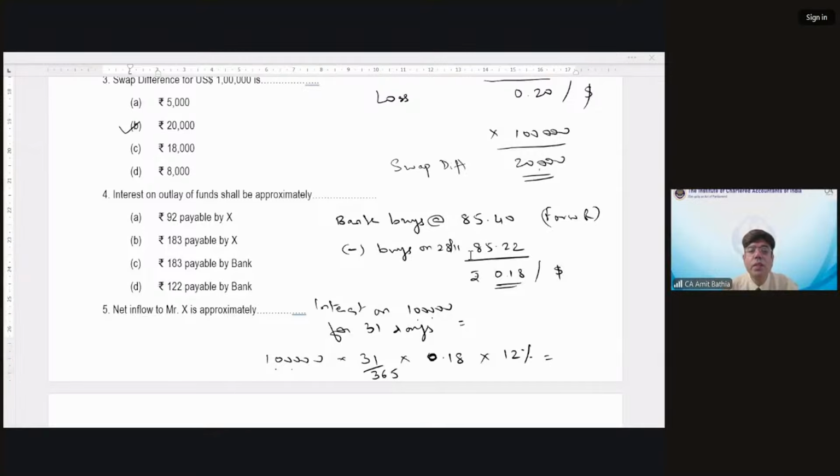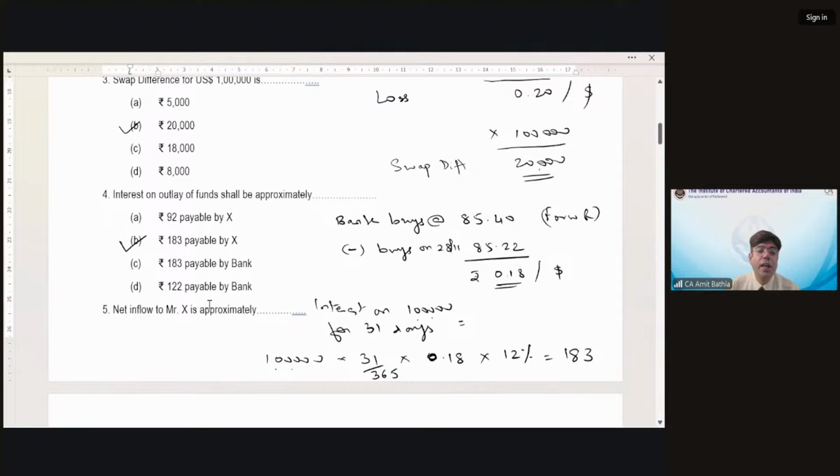So when we calculate this, it comes to rupees 183. Now this 183 is payable by whom? It will be payable by X, right? Because he is getting the money beforehand. He is the one who is liable to pay this 183 rupees because he is getting this early.